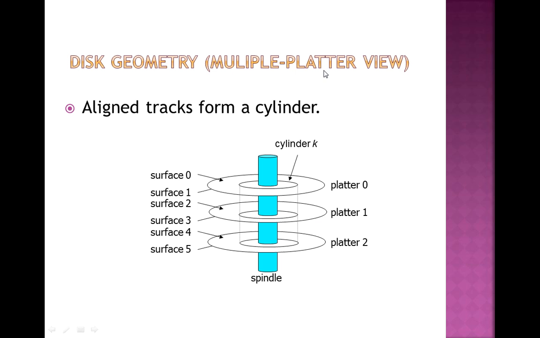This is the disk geometry with multiple platters. That is cylinder 1, this is one cylinder, cylinder 2, cylinder 3. These are also known as platters. This is the spindle.